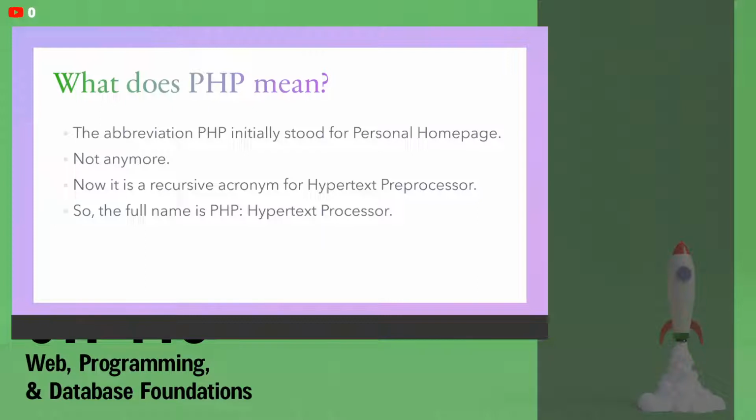Now it's actually a recursive acronym that talks about what it does, which is a hypertext preprocessor, right? Since PHP is a server-side scripting language, that means that it is compiled on the server, and what is compiled on the server is changed into HTML and sent through HTTP to the browser to the end user. So it is pre-processing hypertext markup language, or HTML. So PHP being a hypertext preprocessor makes a lot of sense.